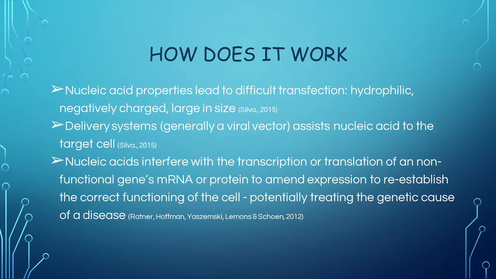These vectors need to have the ability to attach and enter the target cell and transfer the nucleic acid to the cell. Once in the cell, the cytosol or nucleus, the nucleic acid treats diseases by interfering with either the transcription or translation of an abnormal or non-functional gene's mRNA or protein, and in doing so amends its expression. As a result, the nucleic acid re-establishes the correct functioning of the cell and potentially treats the genetic cause of the disease.